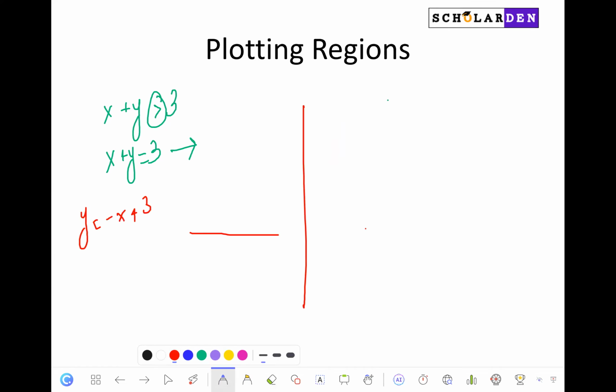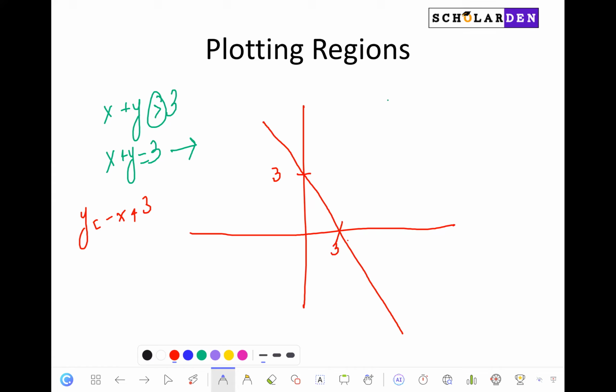Here is our xy plane. The slope is negative, so the line is going to look something like this. Its y-intercept is going to be 3, because you simply plug in 0 over here, so we get y is equal to 3. And the x-intercept is also going to be 3, again because the magnitude of the slope is unity, negative unity. So the x-intercept is also going to be 3.